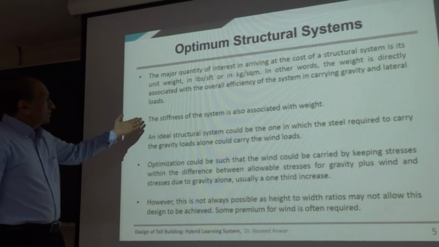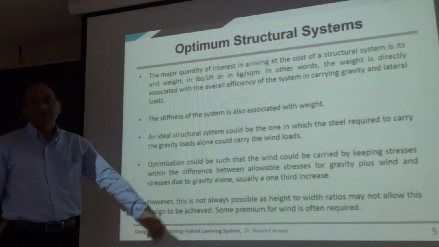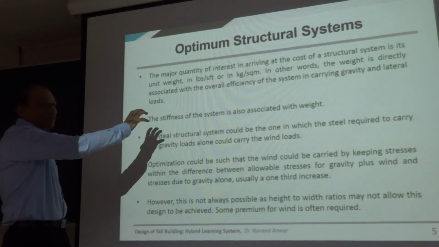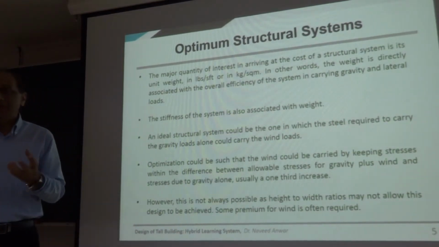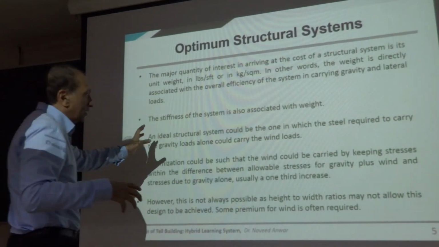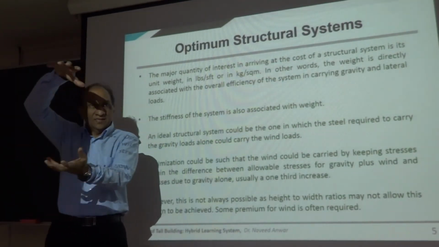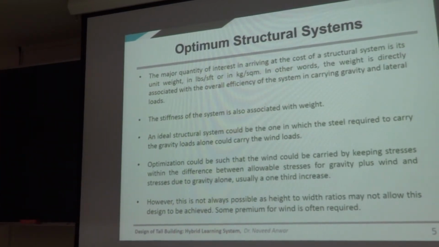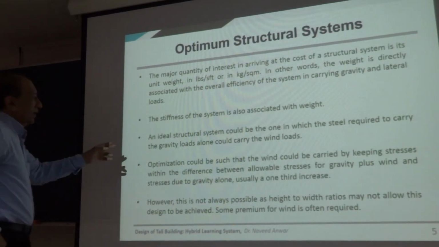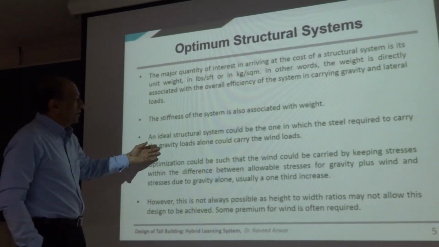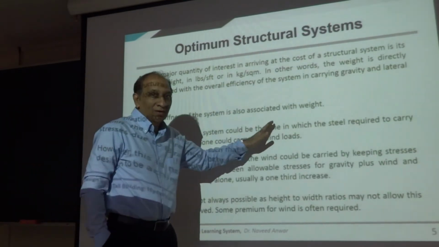Then stiffness of the system is also associated with weight, in a way, right? Actually the mass and stiffness will be key components for the response, right? And stiffness is associated with weight because the section sizes and stiffness are interrelated, and mass is interrelated, so it's a complex problem. An ideal structural system could be the one in which the steel quantity to carry the gravity load alone could carry the wind load, or the lateral load.